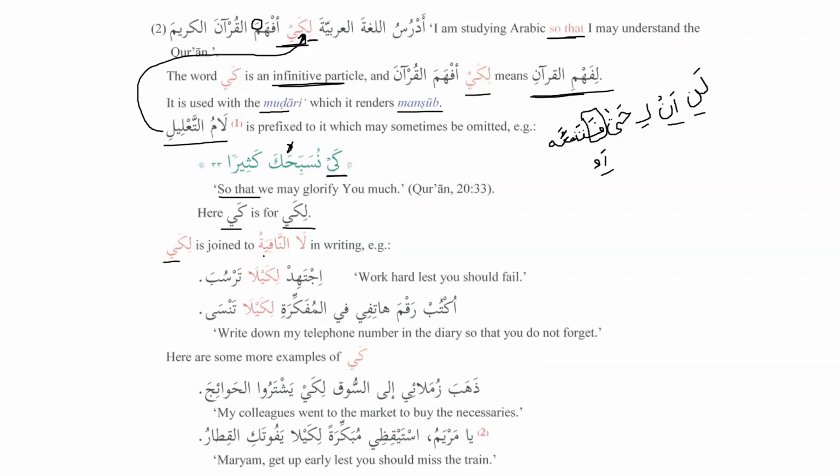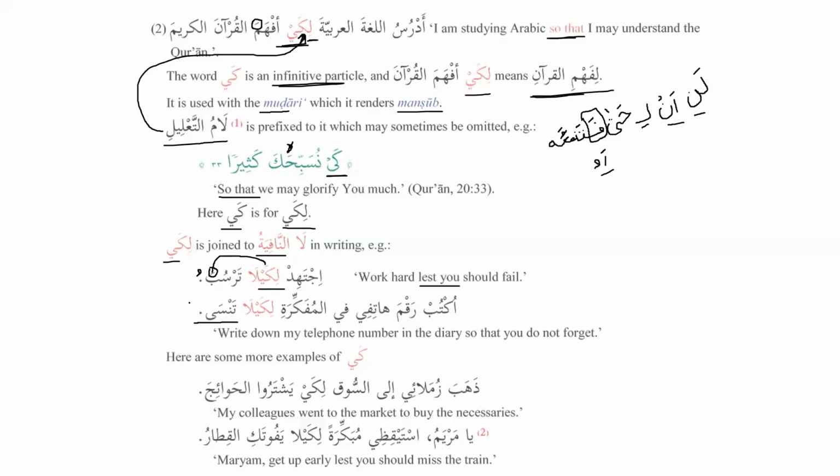Sometimes likay is joined with la an-nafiya. So if you look at the example, ijtahid likay la tarsuba. It is basically likay, and because of likay, we can see that it has become tarsuba. It was basically tarsubu, but because of likay, it has become tarsuba. Work hard lest you should fail, so that you do not fail. And similarly, uktub raqma hatifi fil mafakkarati likay la tansai. Please note it down. This is tansai. It's not tansa, it is tansai.